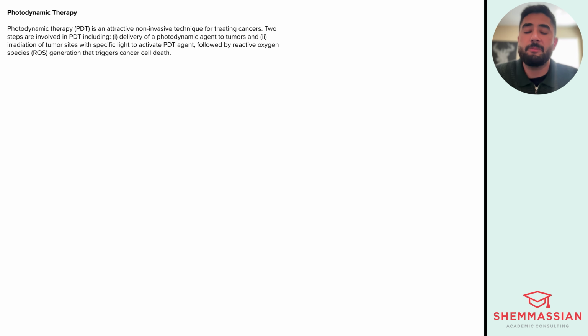So even when I'm doing these passages, I'm thinking of things in a very objective way. Apply a cream, shine it with light, ROS equals good, ROS equals cancer cell death. That's how I'd be doing paragraph 1. Let's jump into paragraph 2.